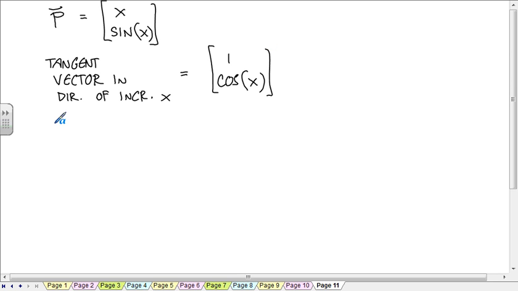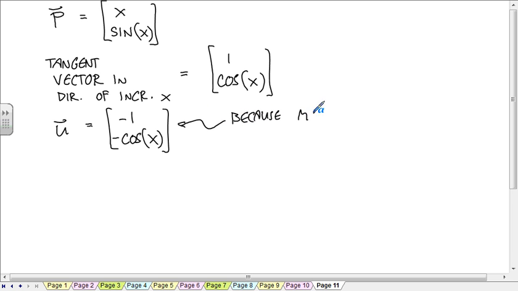So is that in the direction of our velocity at x? No, but negative of this is. So our u vector that's in the right direction is equal to negative 1, negative cosine of x, because this particle is moving in the direction of decreasing x.